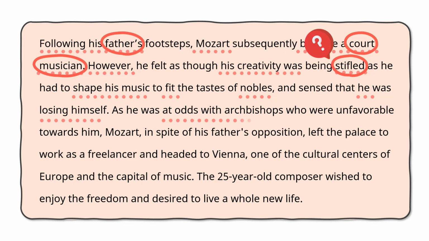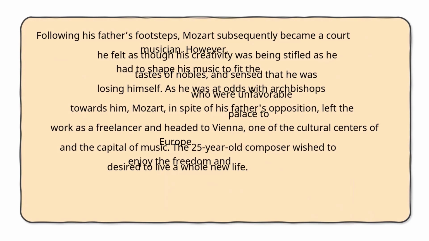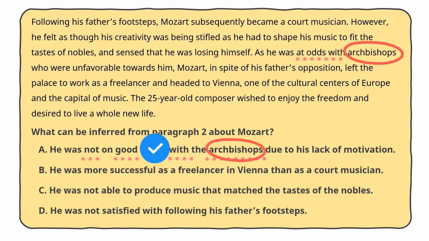At odds with archbishops. Father opposition. Work freelance in Vienna. Remember archbishops and Vienna. You see them in answer choices before. Once you find the keywords in the paragraph, you can go back to the answer choices and analyze. A. Not good with archbishops. This is correct since it says at odds with archbishops. But was Mozart lack of motivation? You didn't see this in the paragraph, so A is wrong.